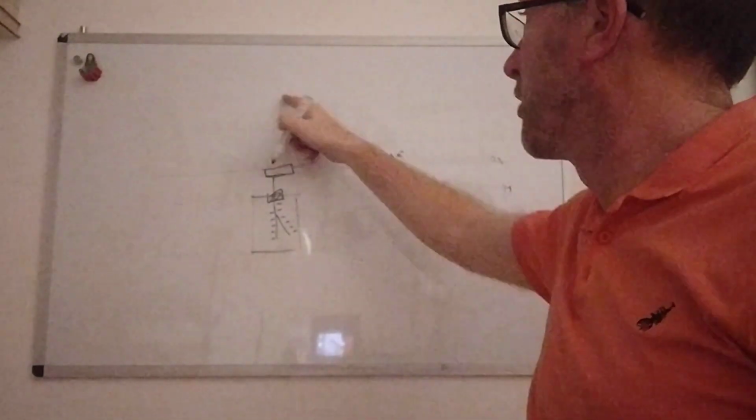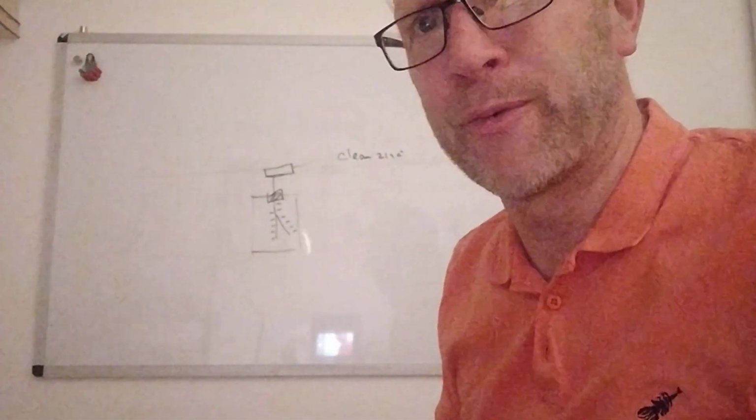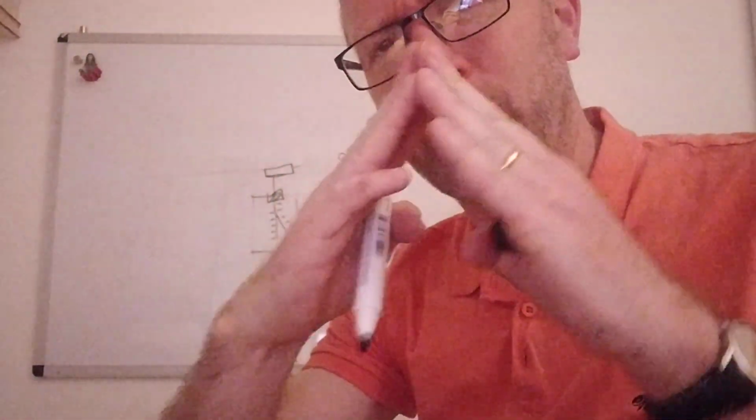Okay, and we shine visible light on it, and nothing happens. The electrons stay where they are. The two gold leaves stay repelled.